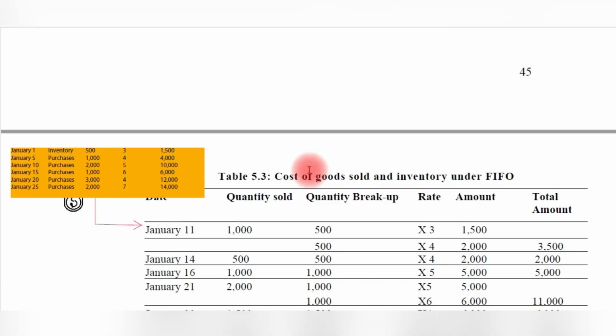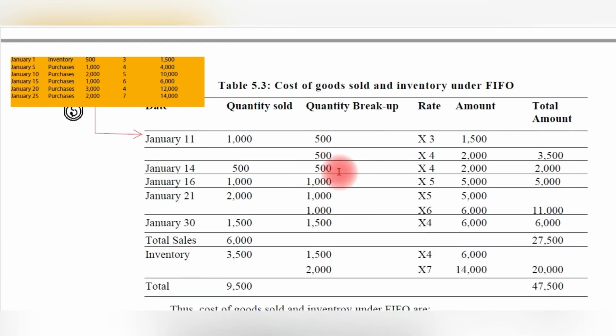If we take the first in first out method, then the old goods or the earliest goods which were bought first, that value has to be taken into account for showing the cost of the goods. We'll see here, the first sales were made on January 11, 1000 units were sold. When these 1000 units were sold, what is the cost of the 1000 units? We have to take the oldest goods which were brought by the company. The oldest goods were on January 1st.